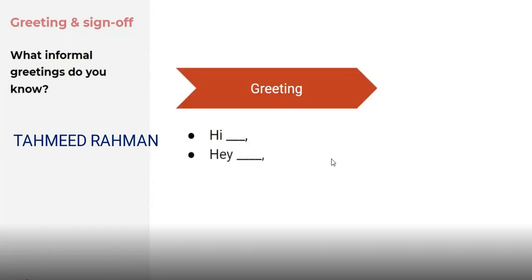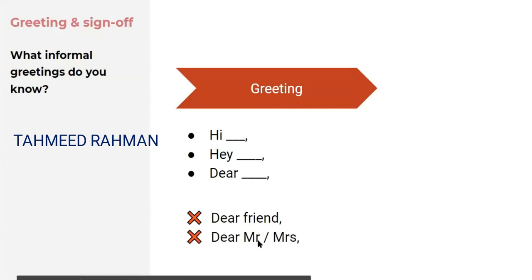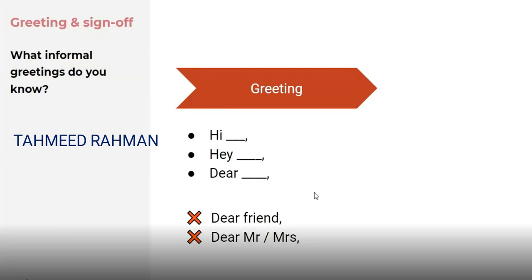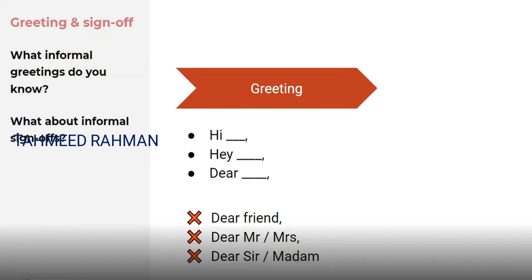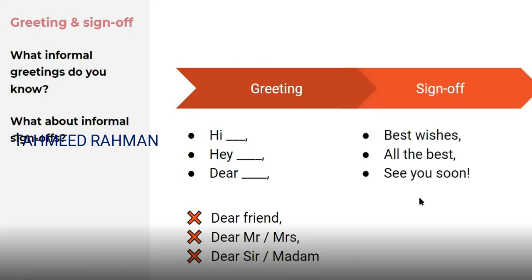What kind of greeting do you normally know for informal? Do you say hi, or do you say hey? Do you say dear? You don't say dear friend. You say dear and their first name. You don't say their family name. You don't say Mr. and Mrs. You don't say friend. You have to specify a name. You don't say sir or madam in an informal letter. So you have to be very careful.